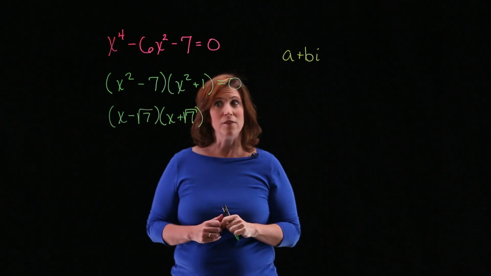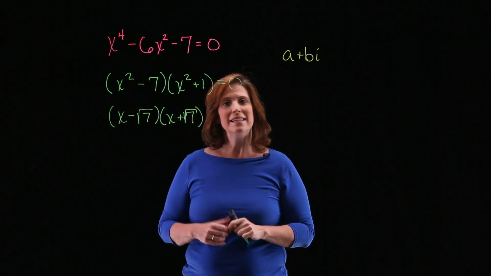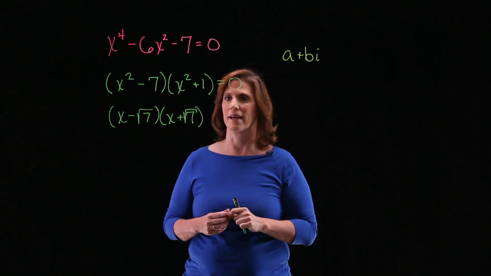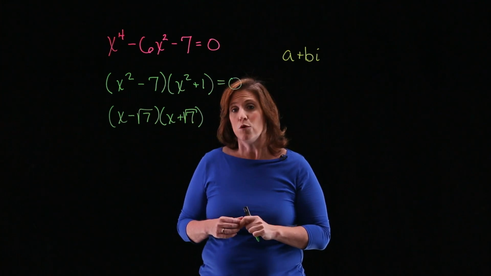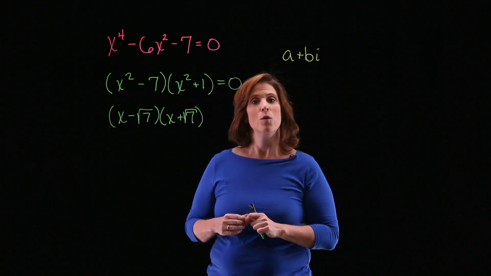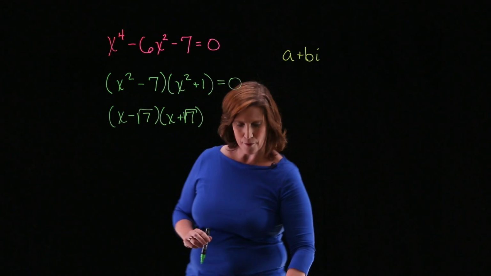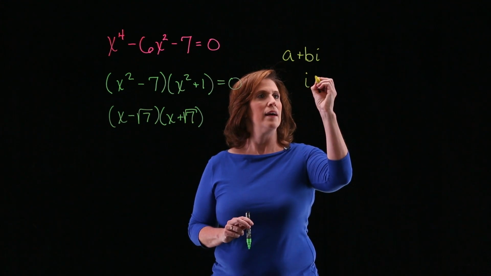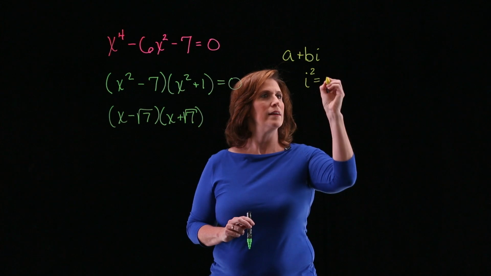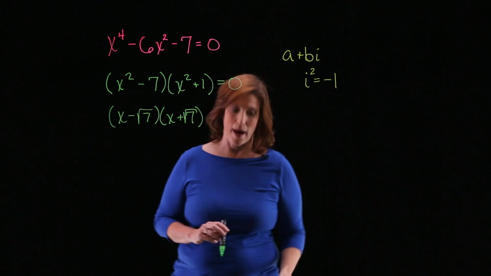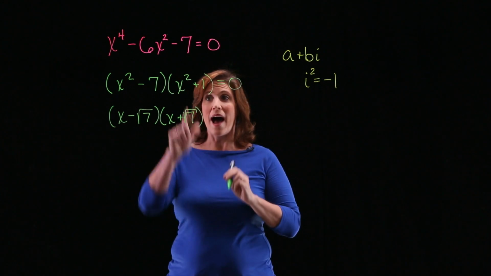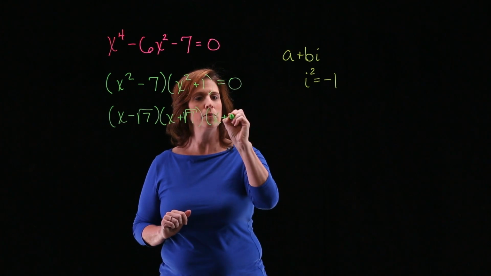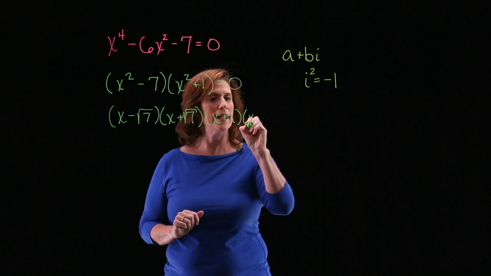Now let's look at our second factor, x squared plus 1. This is a sum of squares. And again, we don't normally think of factoring something like this. However, if we move into the complex number system, we can factor it. Remember that the complex number i squared is negative 1. So I can factor x squared plus 1 into x plus i and the quantity x minus i equals 0.